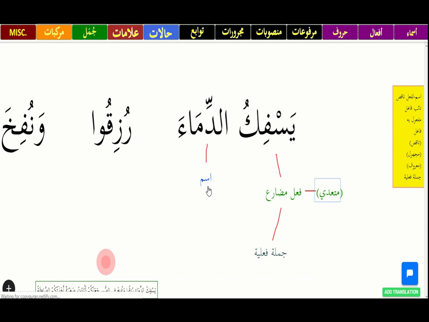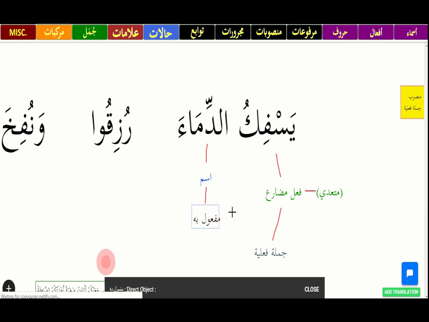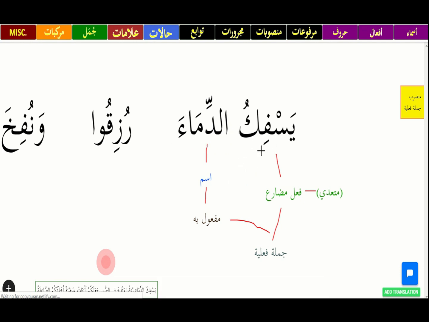So the word ad-dima is not going to be the fa'il, it's going to be the maf'ul bihi, the direct object. So that we find under the mansubat. That's going to be the verbal sentence, but we still haven't found the doer for this verb. So since there is no noun in the state of raf to the left of the verb, and this verb is singular third person, we're going to find a doer inside of it.